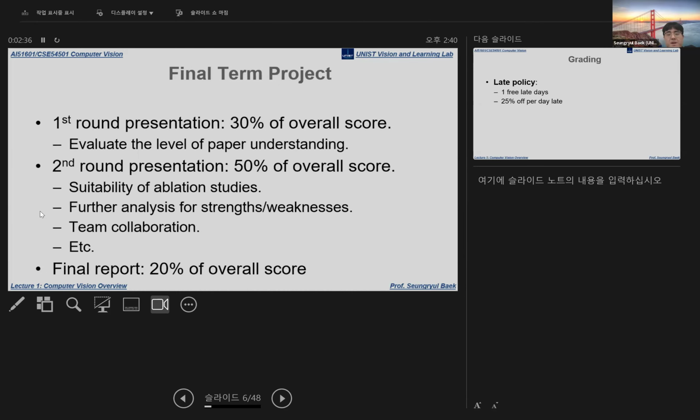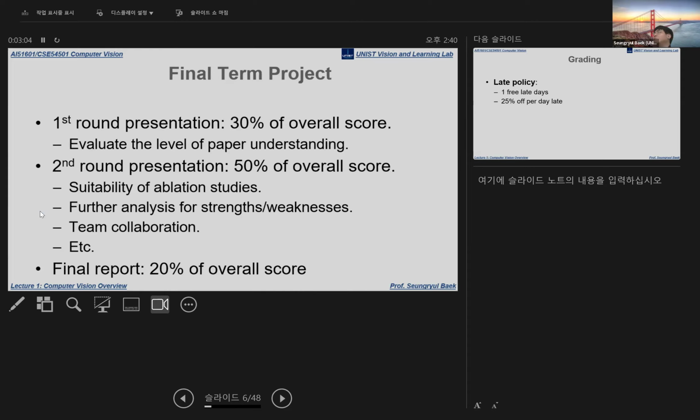Okay. And in the final term project, the first round presentation will count for 30% of the overall score, the second round presentation will count for 50% of the overall score, and the final report will count for 20% of the overall score. So the second round presentation will be the part that counts for most of the overall score.